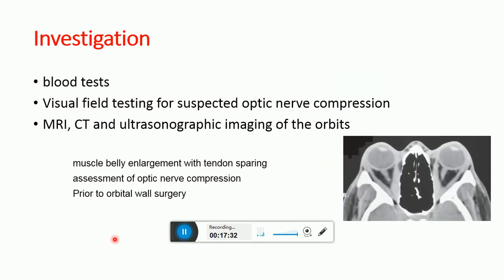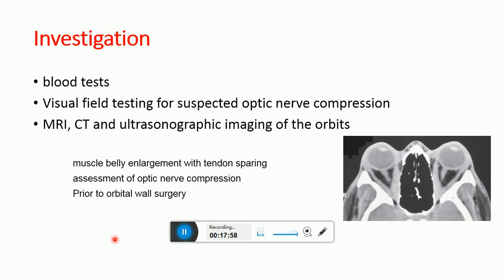Now the investigations. Investigations other than blood tests for thyroid disease are not necessary if the diagnosis is evident clinically, but the exclusion of other conditions is sometimes indicated. Visual field testing is carried out if there is a suspicion of optic nerve compromise, or may be performed as part of the baseline evaluation, even if there is no apparent visual impairment.